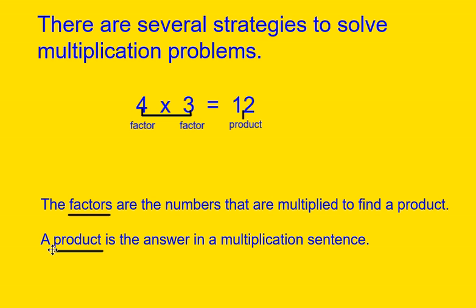And the answer is called the product. So remember when we were adding, the answer we called the sum. So if I said find the sum of these numbers, you would add. If you're asked to find the product, product means you're multiplying. Okay, and these are the factors.